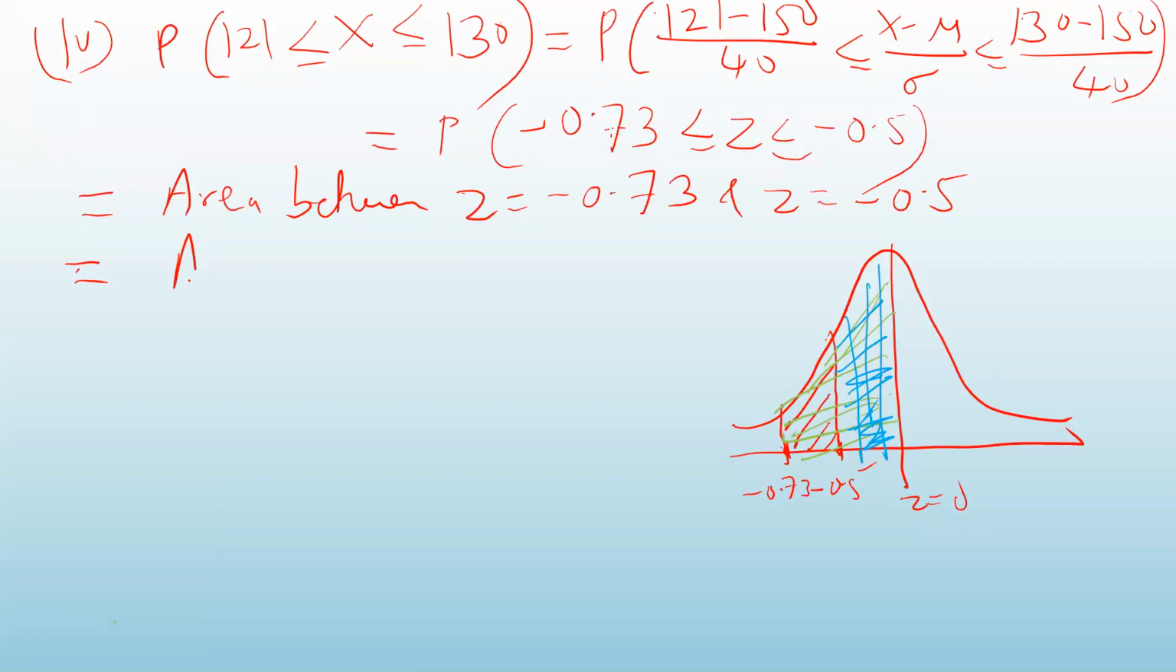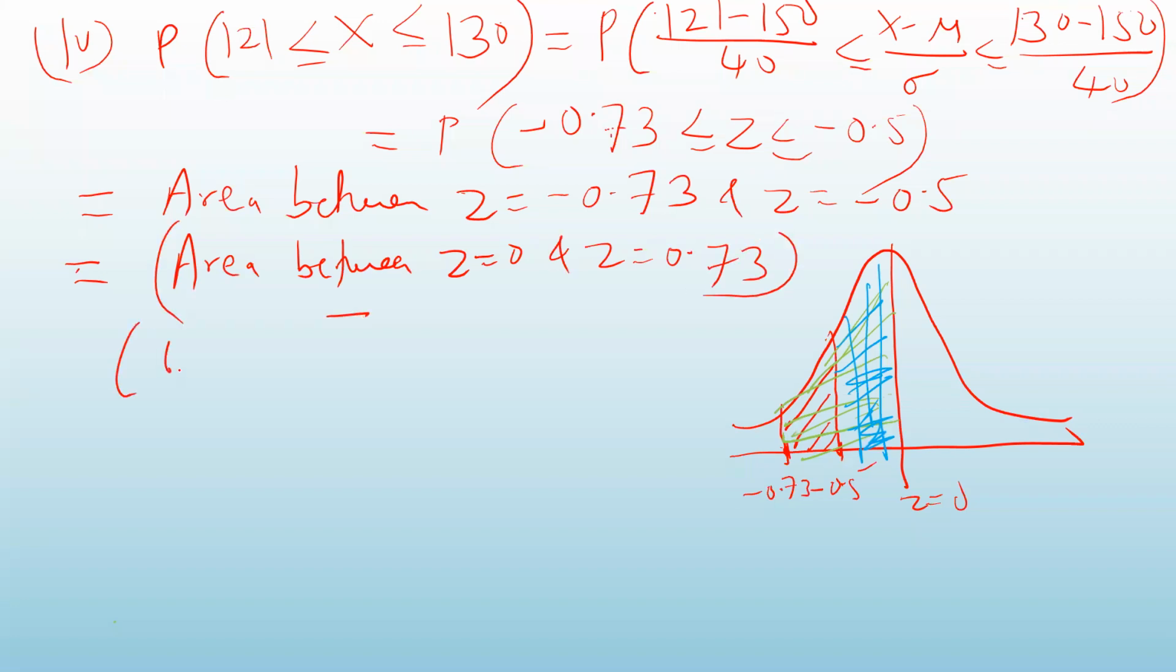So it is area between Z equal to 0 and Z equal to 0.73. I'm not taking minus here because the area will be same. Minus area between Z equal to 0 and Z equal to 0.5. So these areas are available with you in the table. Okay, so what is the area between Z equal to 0 and 0.73?